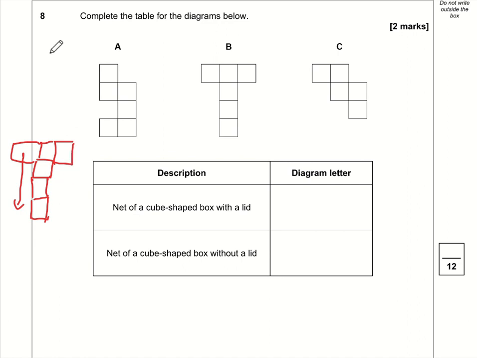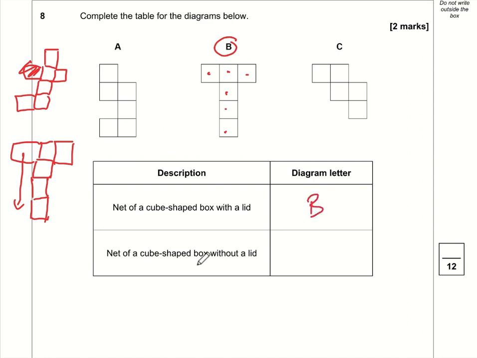It makes no difference. So your net could look like this. Alternatively, that one could be down there. It really doesn't matter. So if we look at B, that is perfect. We've got 1, 2, 3, 4 in a row, and there's one on the left and one on the right. So B is the net of a cube-shaped box with a lid.